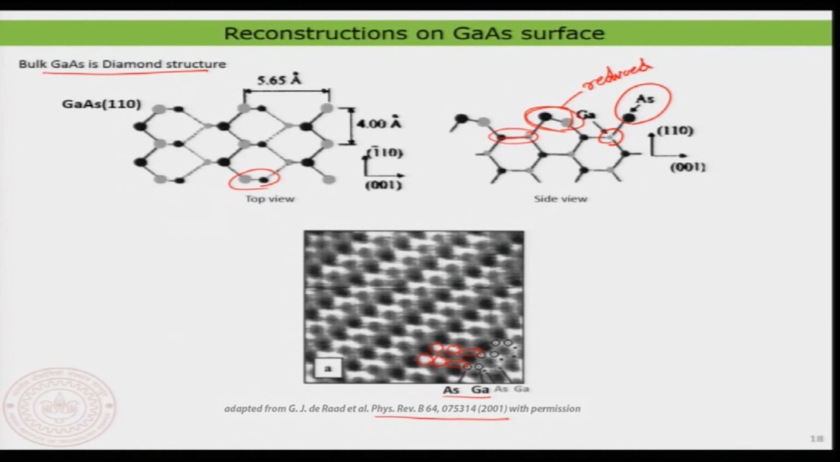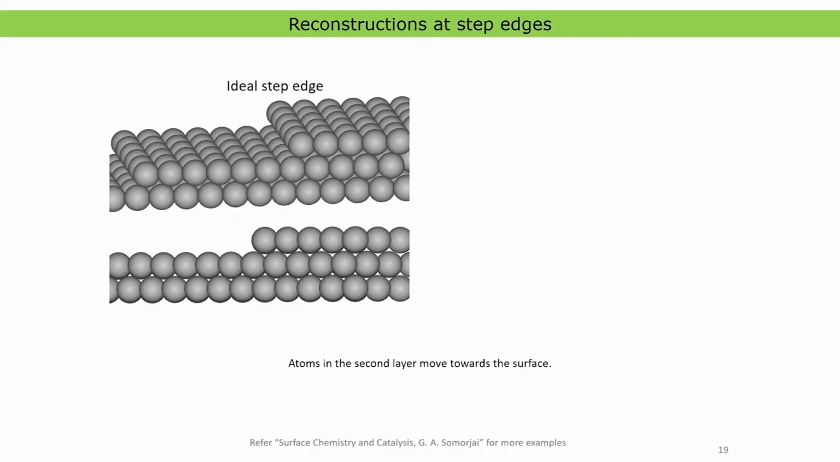So now the thing is, any surface that you would take, they all undergo reconstruction, and the key message of any reconstruction is that the surface does it to reduce the surface energy, in order to minimize the surface energy, and also to increase the coordination number of each surface atom. So now the question is whether reconstruction happens at step edges.